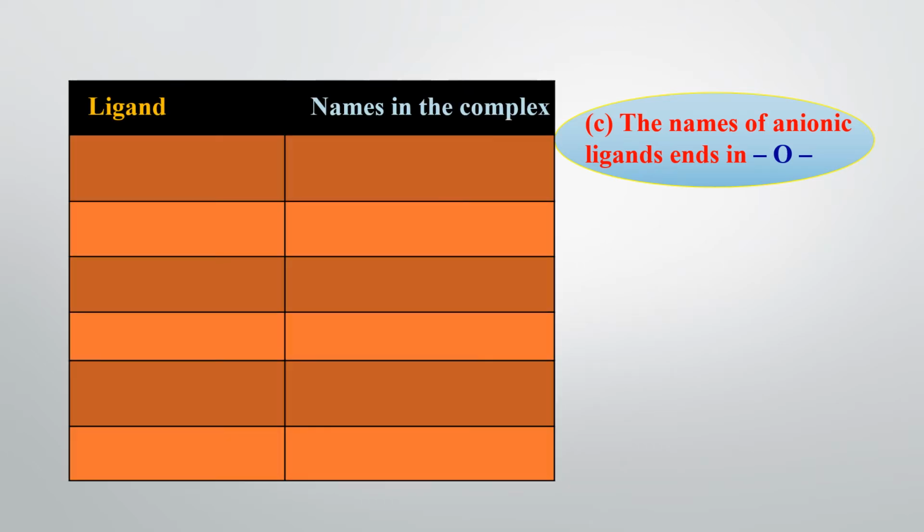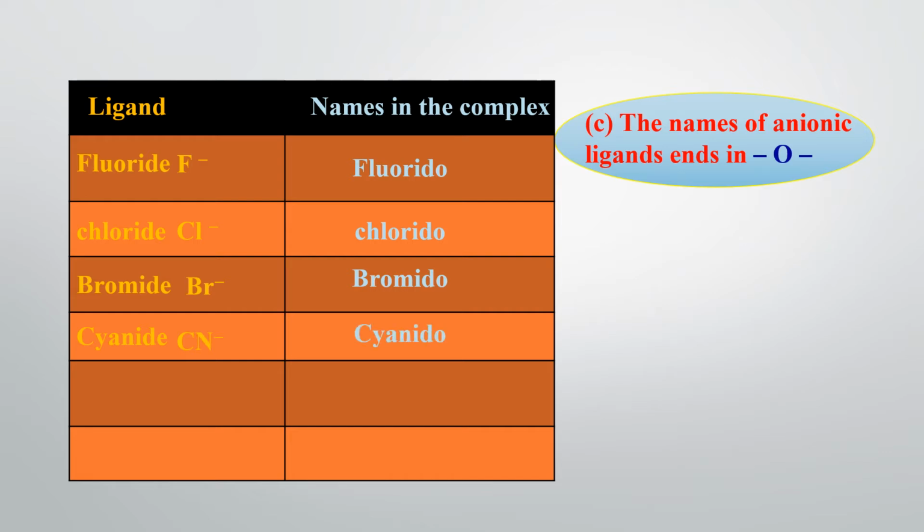Now see, there are some ligands. I will take fluoride. If the charge is minus, then it is called a negative ion or anionic ligand. So fluoride, in the IUPAC system, is fluorido. Same way, chloride is chlorido. The name ends with O; we are using the suffix O. Then bromide is bromido. For cyanide we write cyanido. Sulfate is sulfato. Carbonate is carbonato. If the charge is present on the ligand, then it is an anionic ligand.